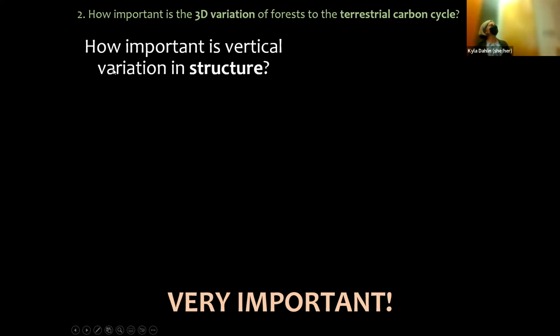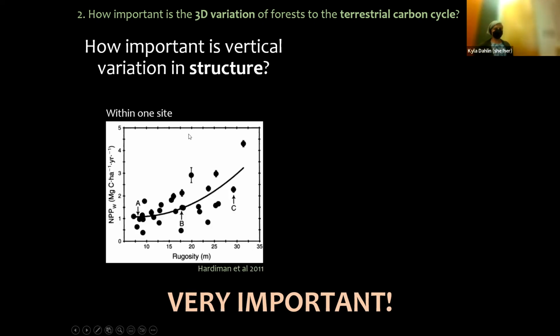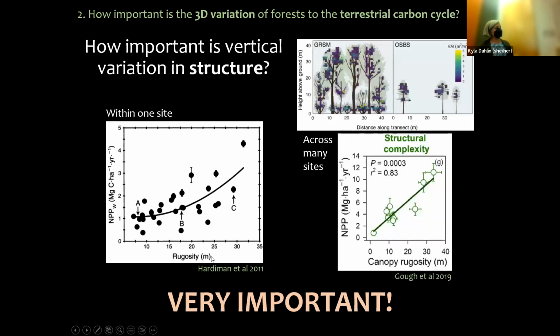But you can think about just by itself, never mind the fact that trees are different species and physiologically different, just the fact that trees have different structure, does that matter to how they work? And the answer is it does. Structure is really important. These are some studies from Brady Hardiman and Chris Goff's groups, where rugosity is just a measure of canopy roughness or canopy complexity, and not thinking about anything about these forests. Each of these dots is a pretty different forest, especially in this one.